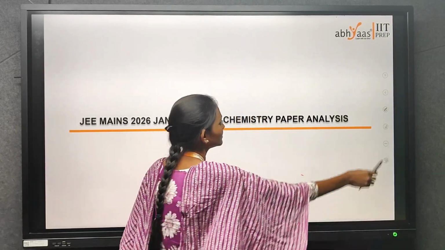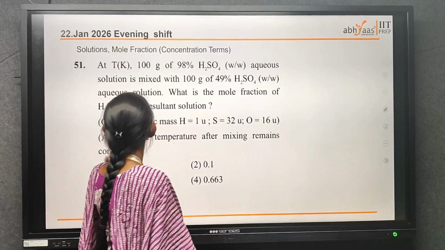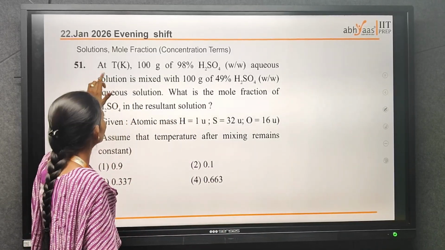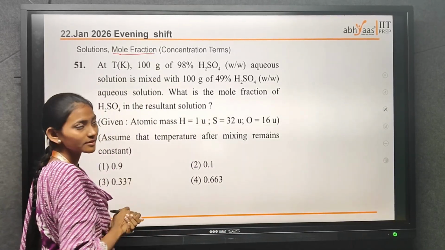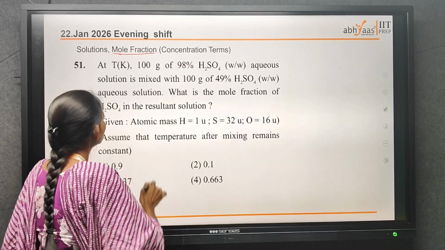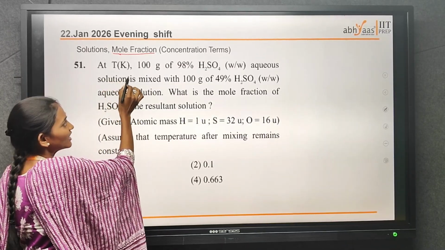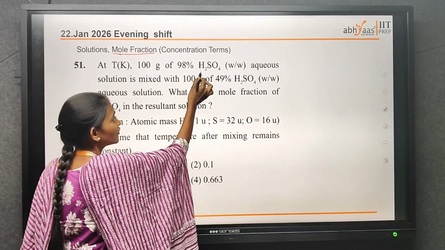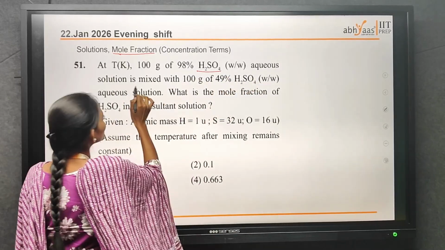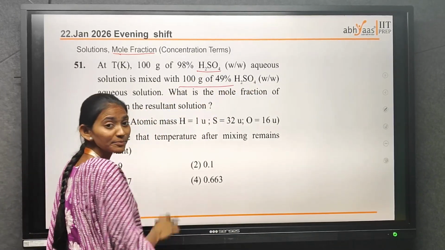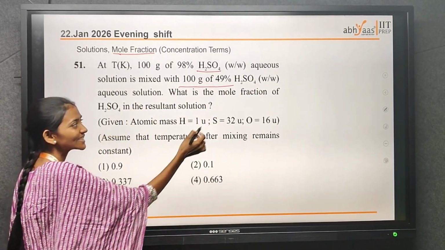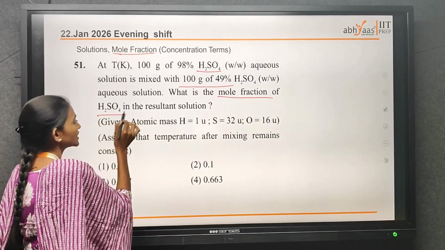Coming to the first question. They have given this question from the solution chapter, and the subtopic is mole fractions. The question is: at temperature T Kelvin, 100 grams of 98% H2SO4 aqueous solution is mixed with 100 grams of 49% H2SO4. What are they asking? The mole fraction of H2SO4.